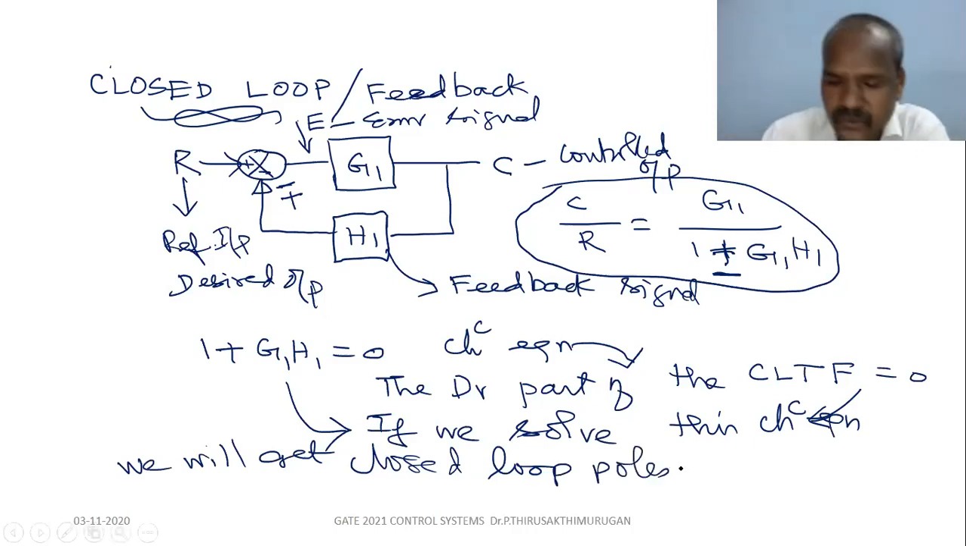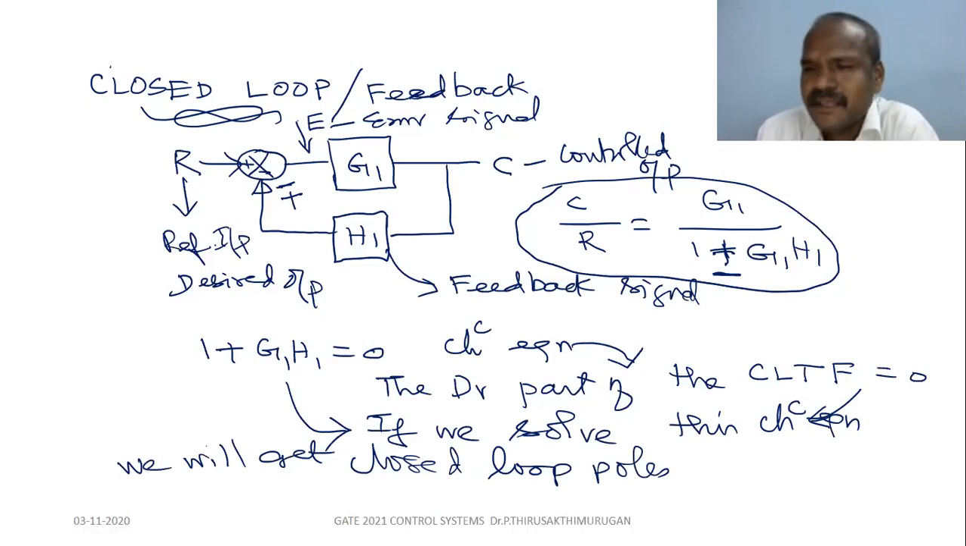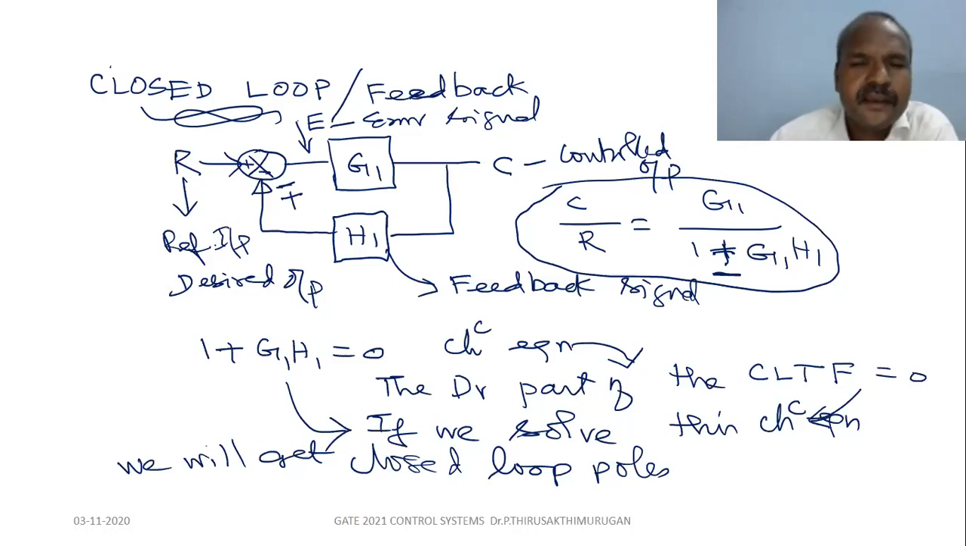Okay. So the nature of response of the system is determined by using the roots of the characteristic equation. The roots are also helpful to determine whether the system is stable or unstable. The methods of analyzing the stability of the control system will be discussed later.